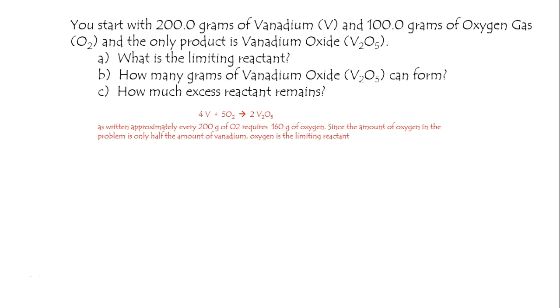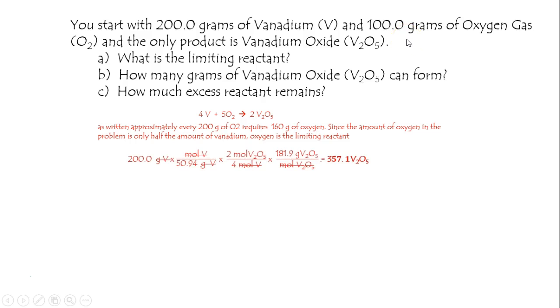First, we write a balanced chemical equation. We need 4 vanadium atoms for every 5 oxygen molecules to form 2 vanadium oxide molecules. In terms of grams, vanadium has a molecular weight of about 50 grams per mole, so every 200 grams of this requires 160 grams of oxygen. We don't have 160 grams of oxygen, we only have 100, therefore it's the limiting reactant.